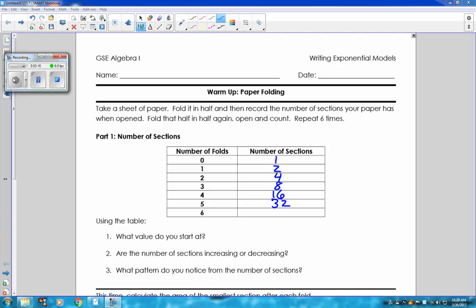So after I fold my piece of paper 5 times, I should have 32 sections. If I fold it 6 times, how many do I get? 64. Do y'all notice a pattern here? Every time I fold my section, I'm going to multiply the number of sections I had previously by 2 to get the next one.